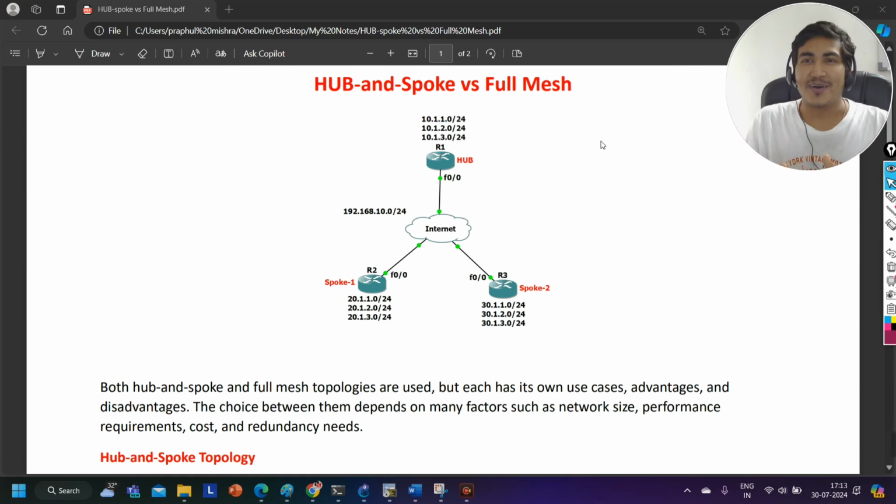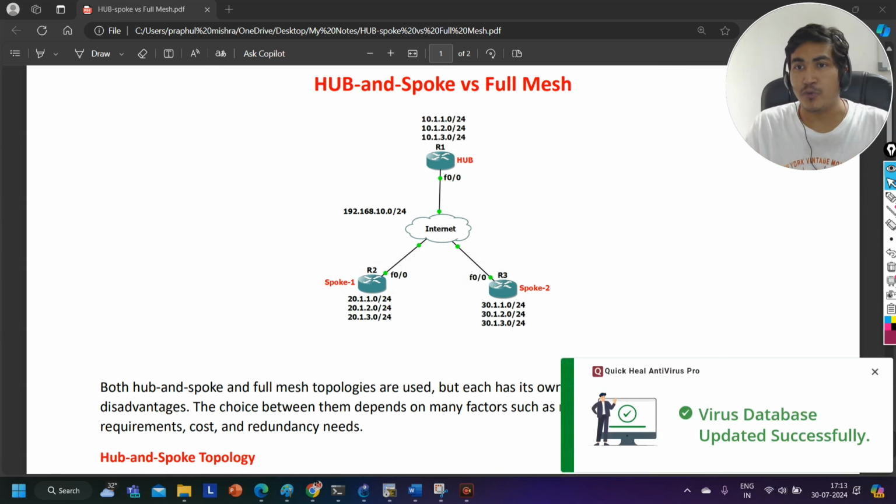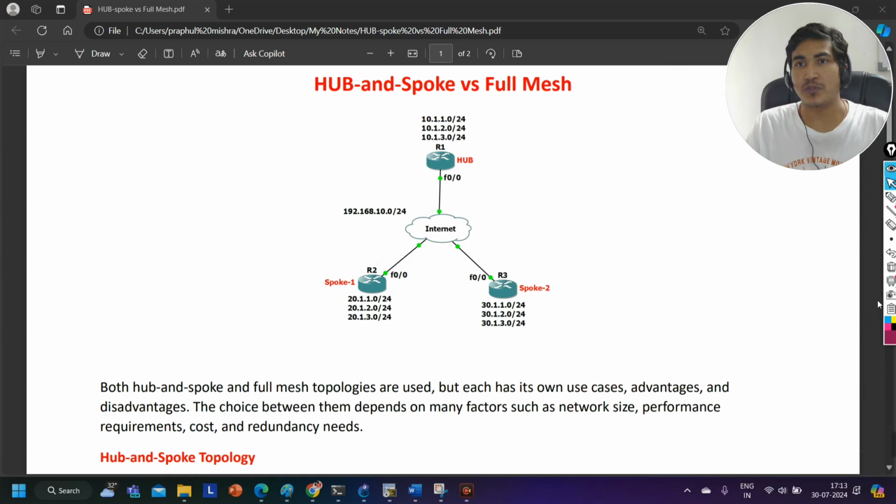And guys, lots of my subscribers and followers are asking me this question. Sir, where are we using hub and spoke, where are we using full mesh, which one is more popular? So as a network engineer, which type of topology will I work on, hub and spoke topology or full mesh topology? So if you are also not clear about hub and spoke and full mesh topology, then guys, this video is for you.